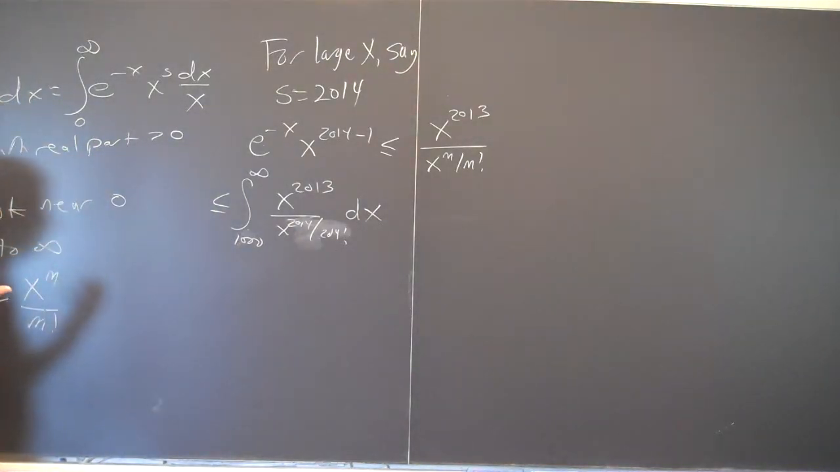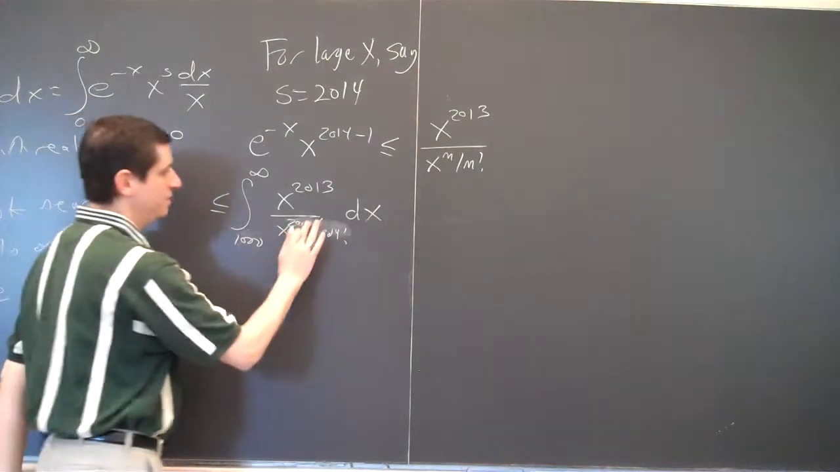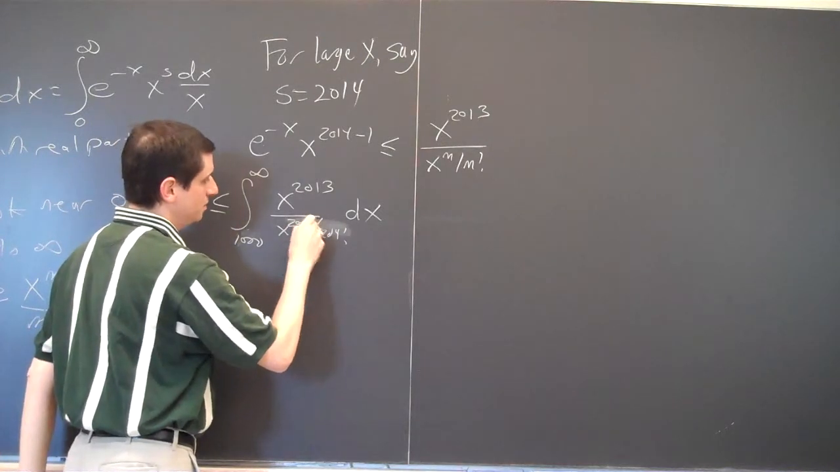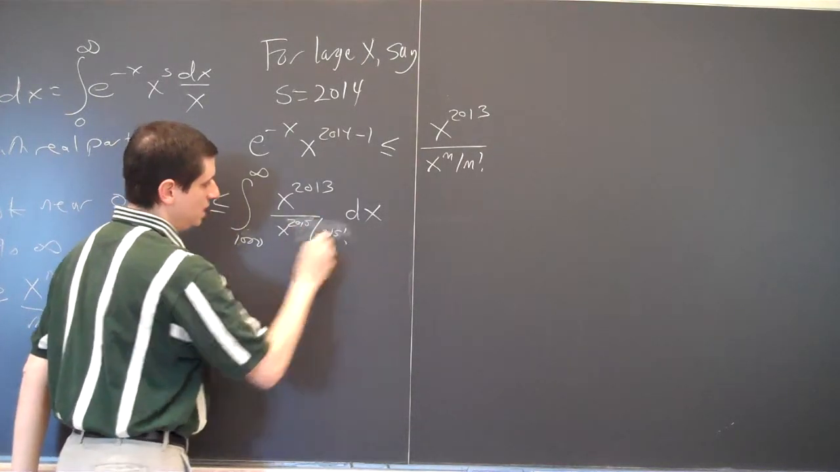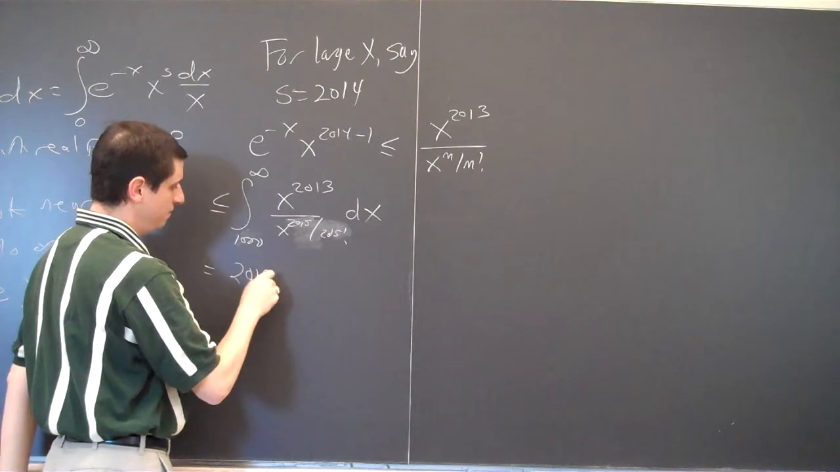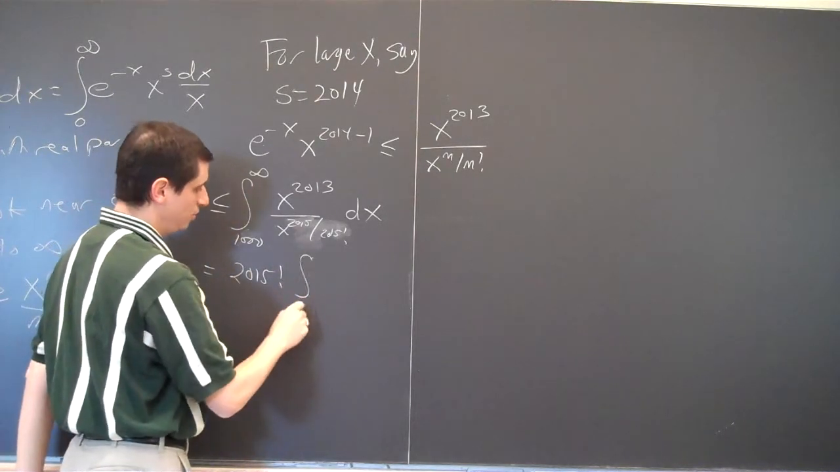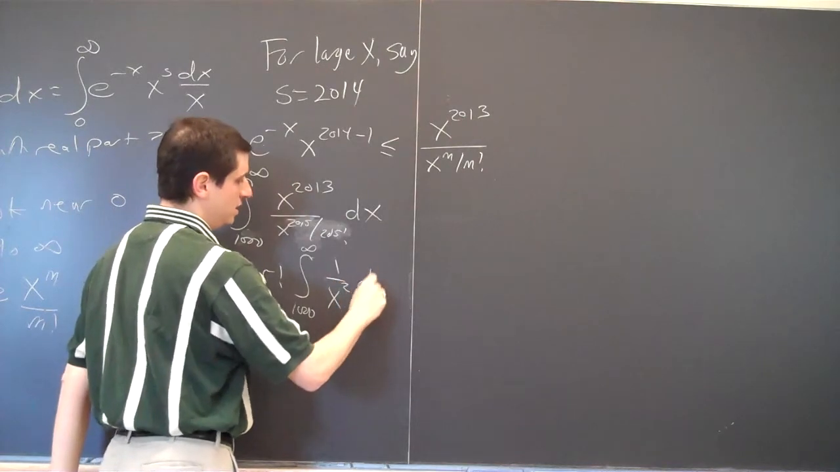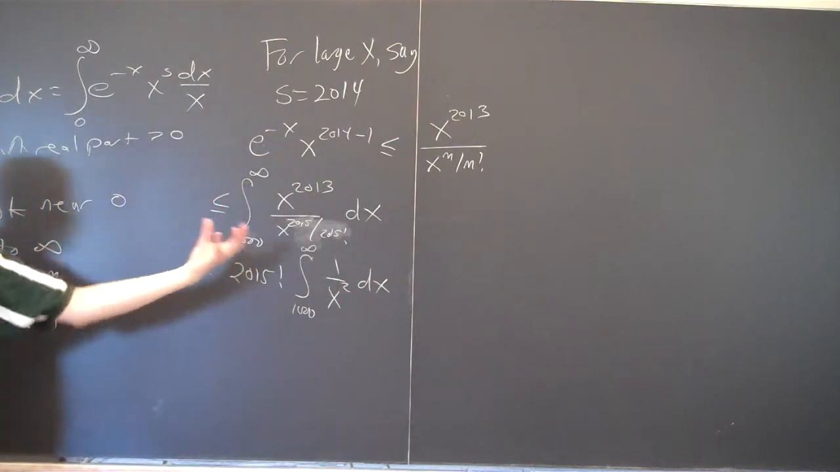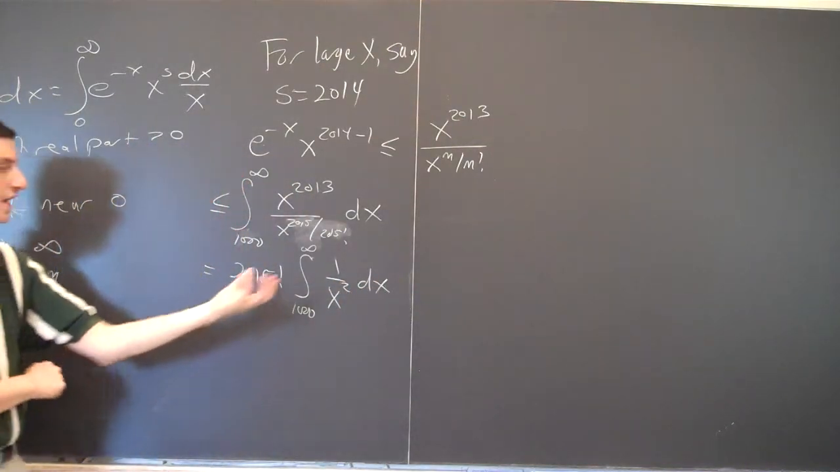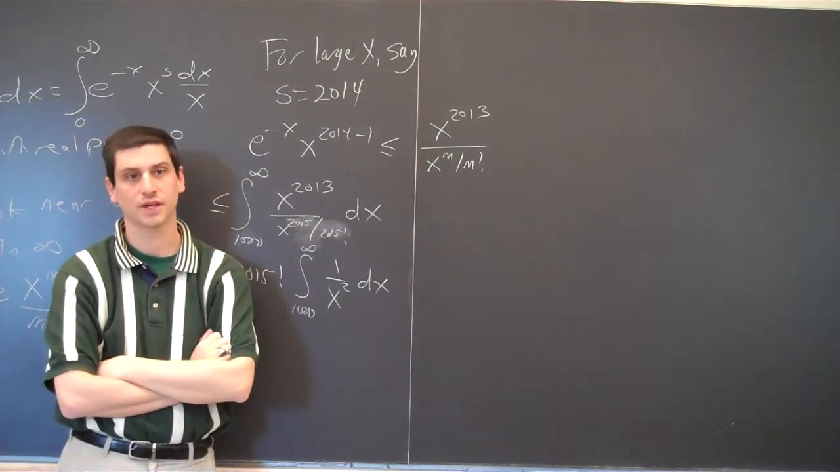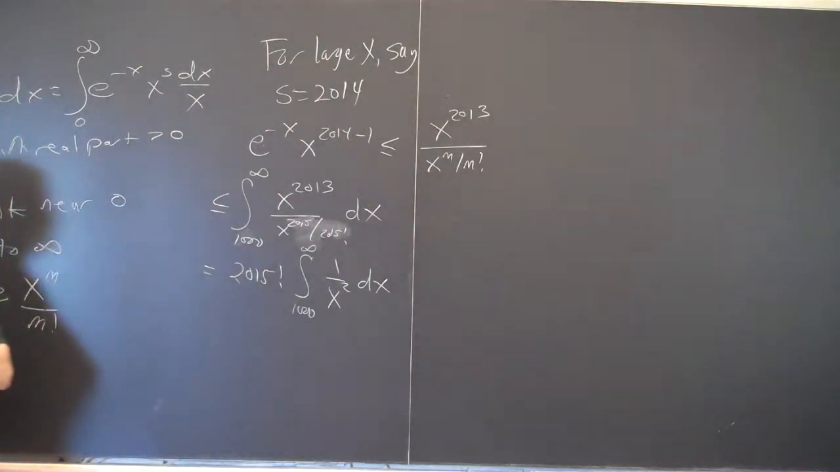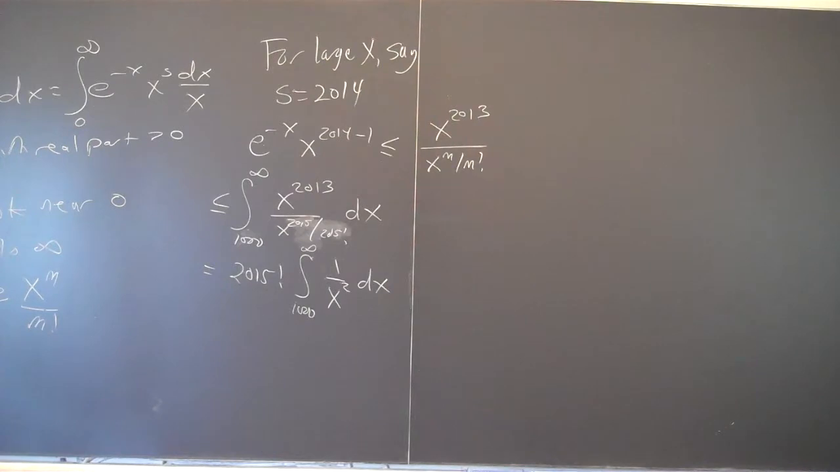I should take 2015. And when I do that, this will then be 2015 factorial, integral from 1,000 to infinity of 1 over x squared dx. So when I see what's going on at the tail, it's now decaying like 1 over x squared. And that's enough to give us that the integral makes sense. So again, this is just some of the technical issues you have to be careful about whenever you have integrals.